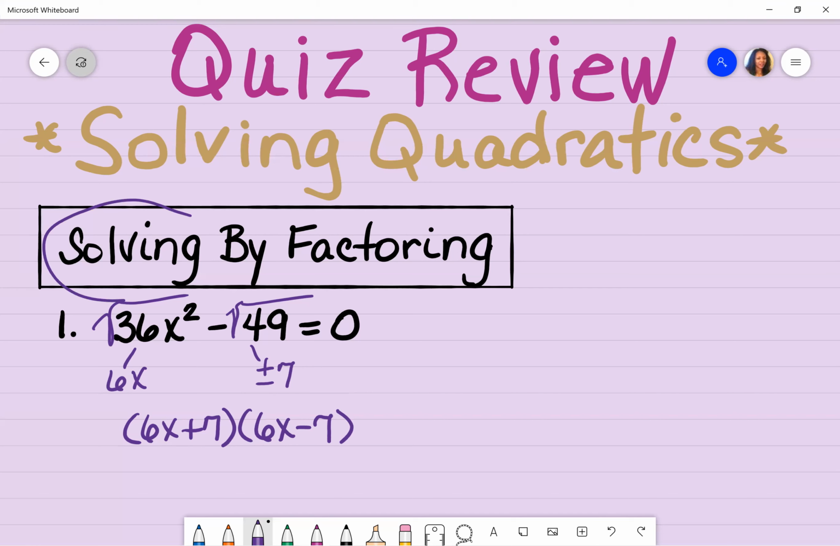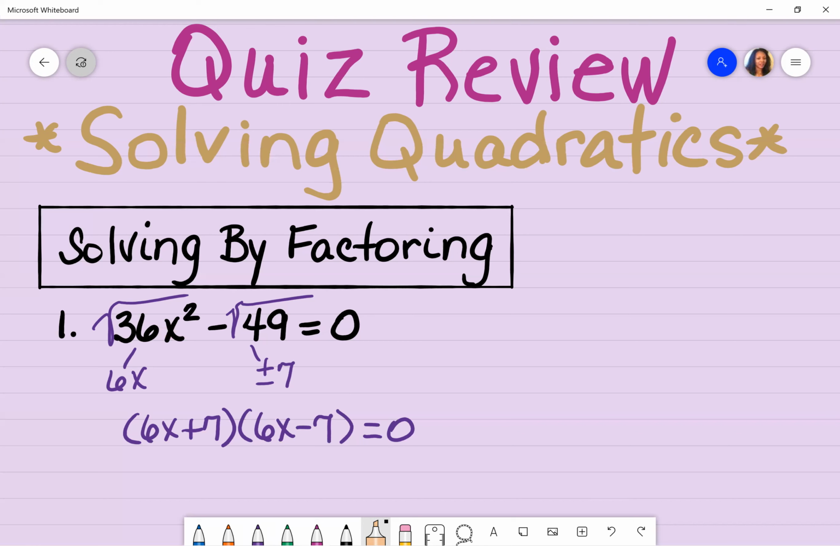But I said to solve by factoring, which means you're going to set this equal to 0 and use the zero product property, which tells me to take each of my factors, I have 2, and set them equal to 0 to solve for x. Once I solve for x, that will tell me what makes this equation equal 0.